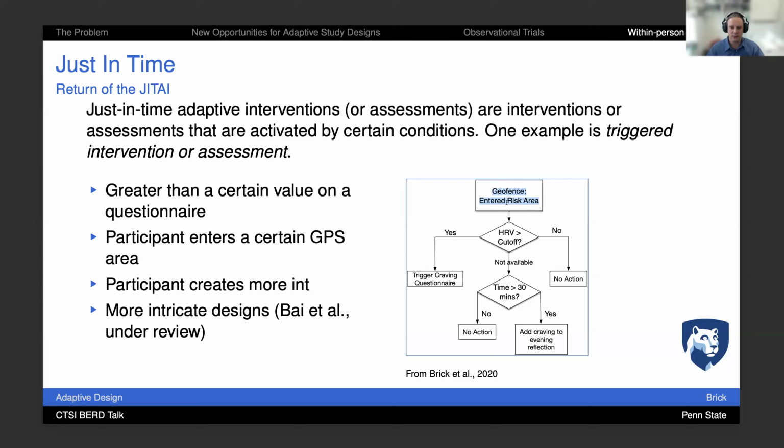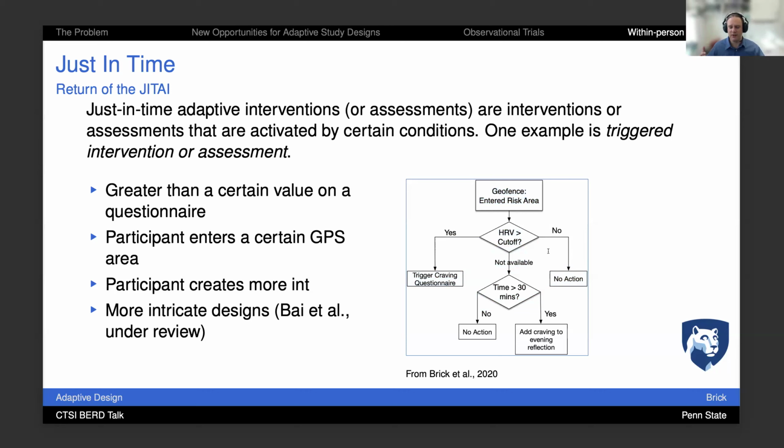In this case, we check to see if the person's in a certain risk area, that is, they're within a certain number of feet of an alcohol serving establishment, for example. And then if they're showing activity, either in terms of heart rate variability or electrodermal activity or something else, then we either trigger a craving questionnaire or we don't, right?